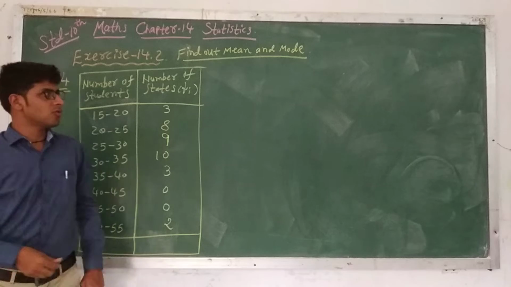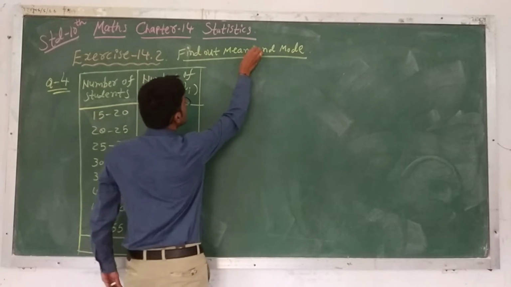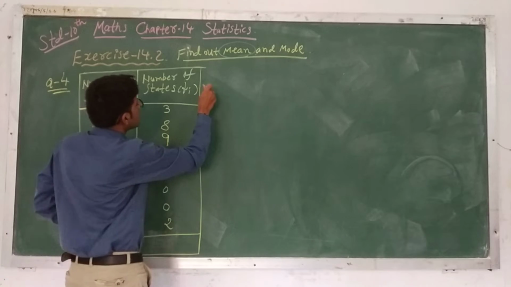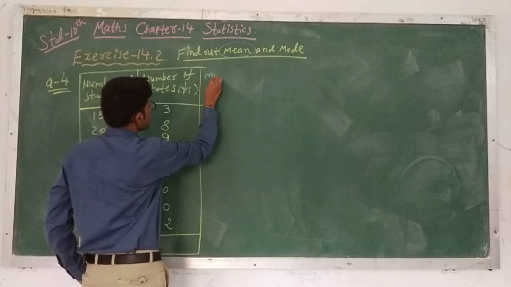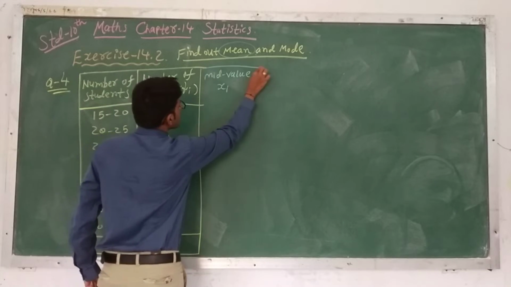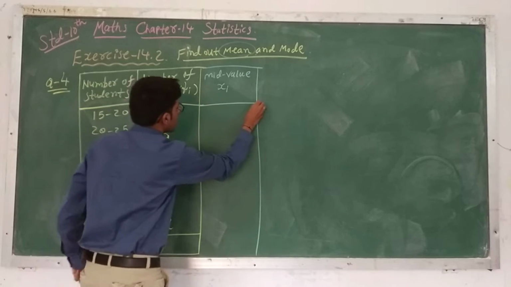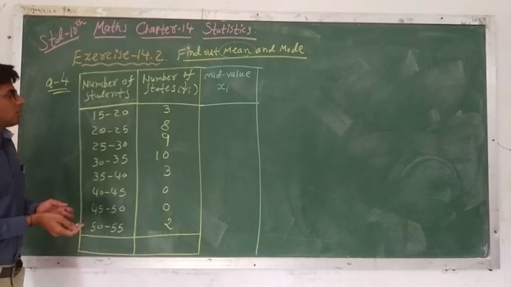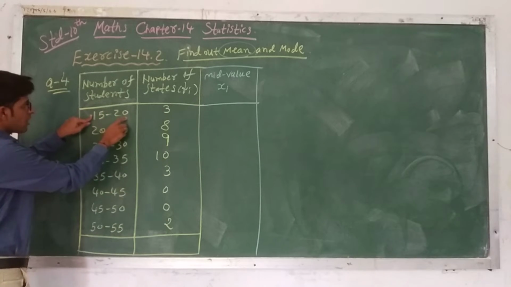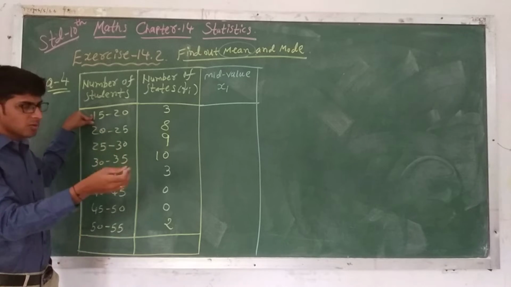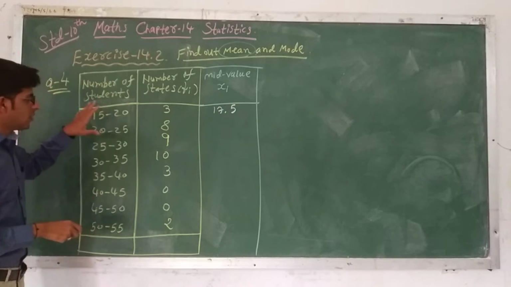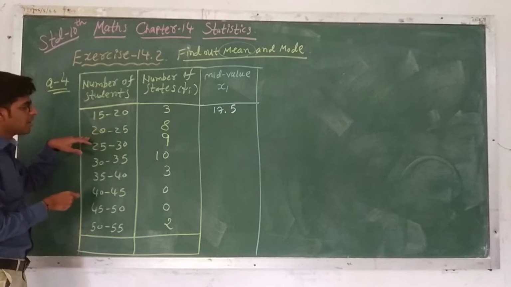So first of all, we have to find the mean. So we have to find xi first. Write down the mean point or mean value of the given class, xi. How to find the mean value? Upper limit plus lower limit divided by 2. So 15 plus 20 divided by 2, so 15 plus 20 is 35 by 2. So the answer will be 17.5.